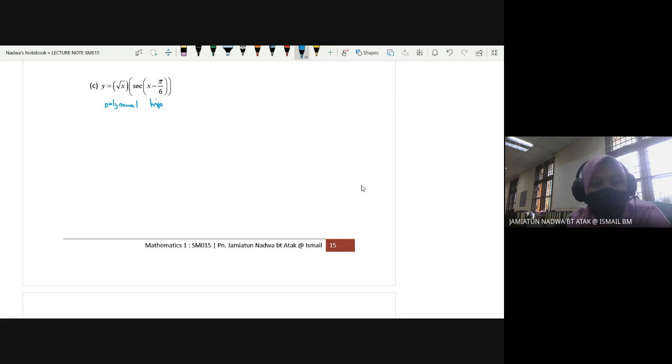So what we're going to do is using the product rule. So u equals to x to the power of half and v equals to secant x minus pi over 6. Alright, so differentiate u, you will get, du over dx.